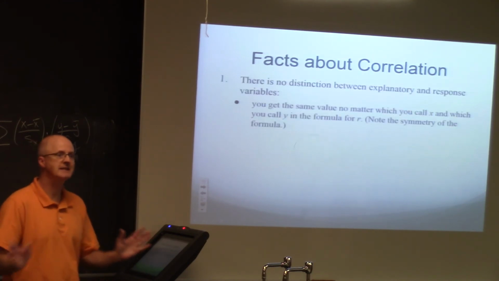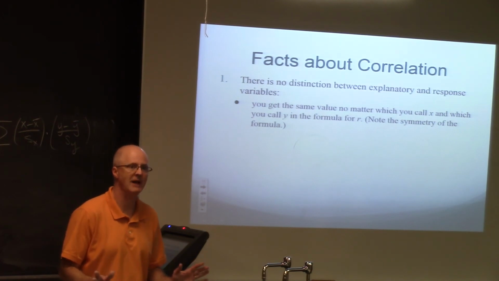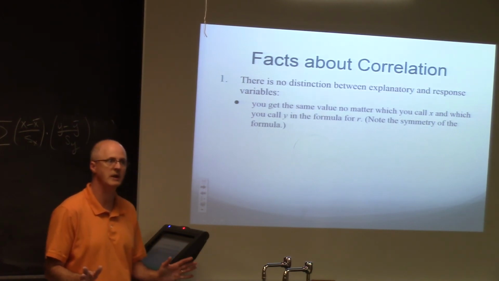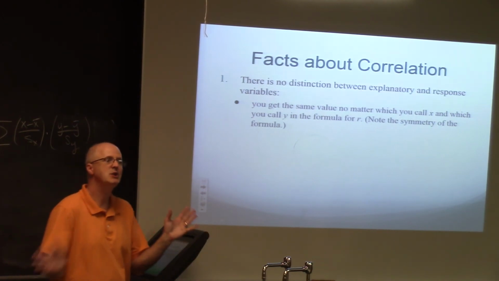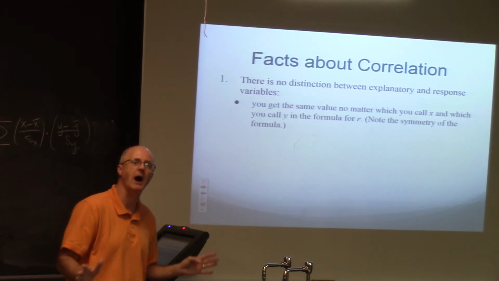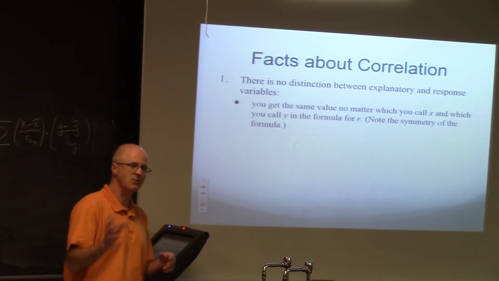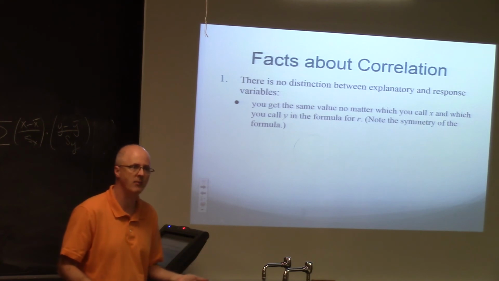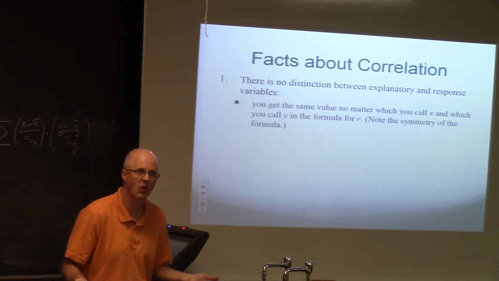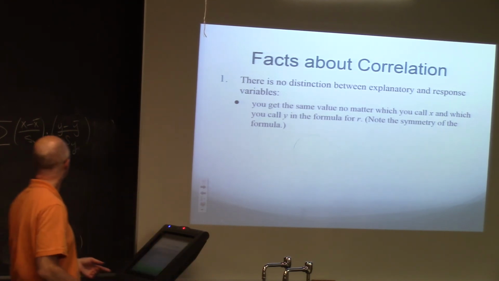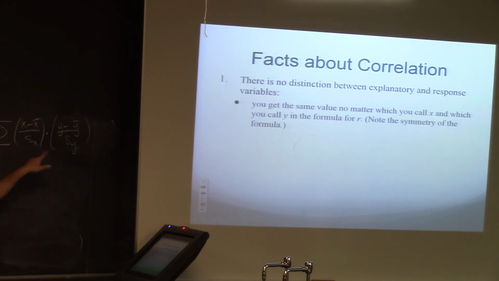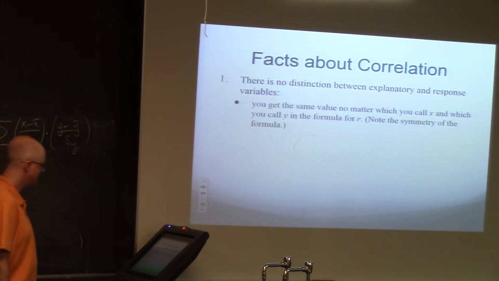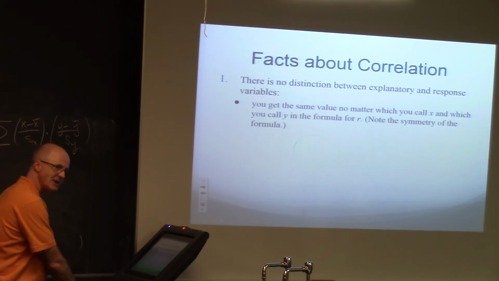First of all, there's no distinction between explanatory and response variables with correlation. What does that mean? It means you could switch around the roles of x and y. Label the x's y's and label the y's x's and do the same formula, you get the same answer. Same correlation. No distinction. The formula is symmetric in the x's and y's. You can switch around the roles. That's good to know, actually, because with regression, that will not be the case.